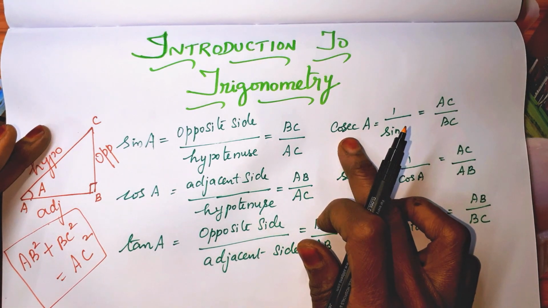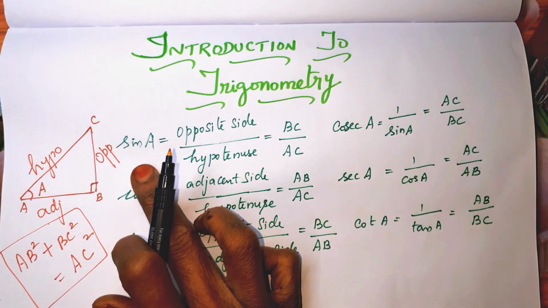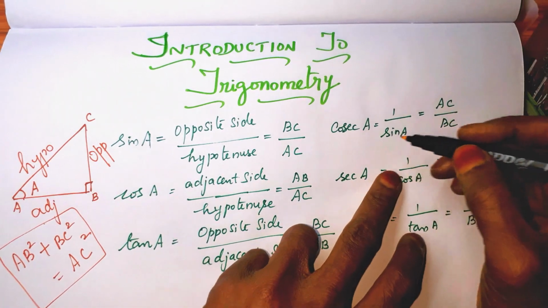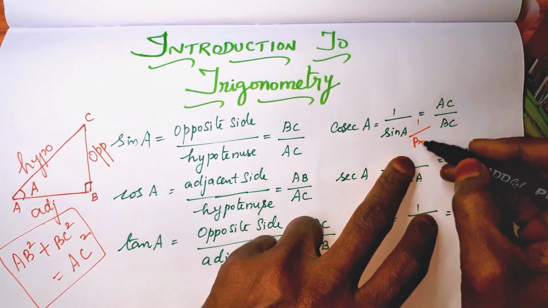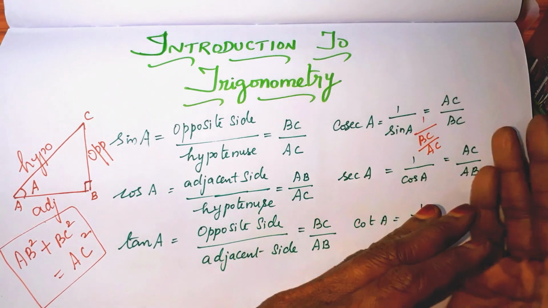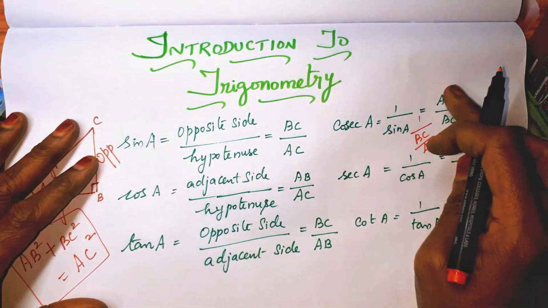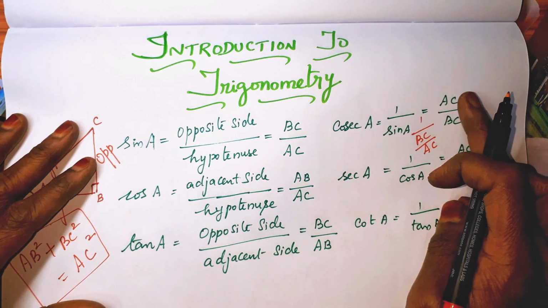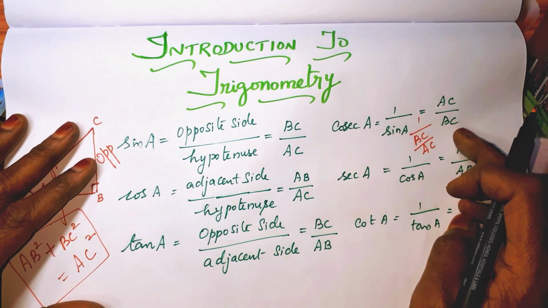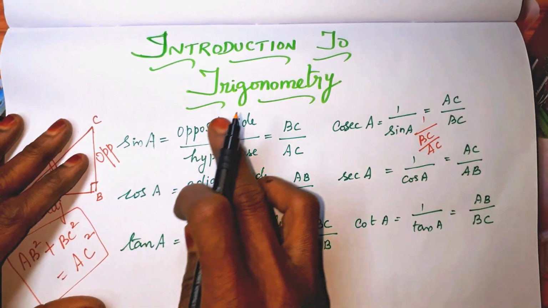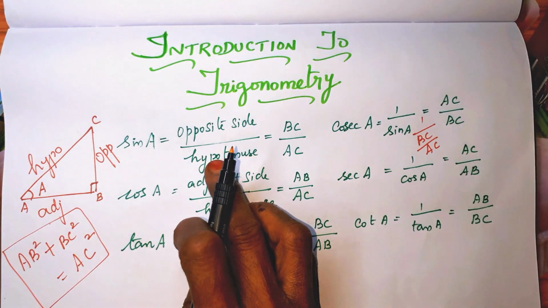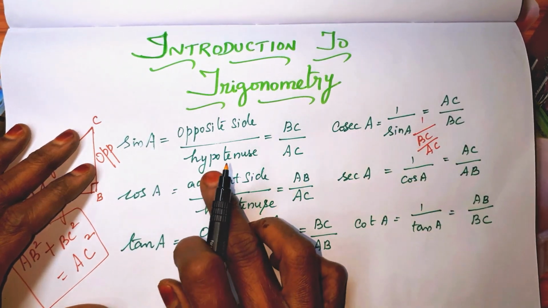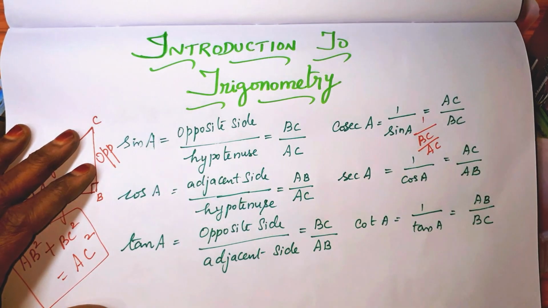Cosecant is nothing but 1 by sine. That means 1 by BC by AC. So when we take the inverse, AC will come to the numerator and BC in the denominator. So the formula is AC by BC. Here sine A is opposite by hypotenuse. Cosecant is hypotenuse by opposite.